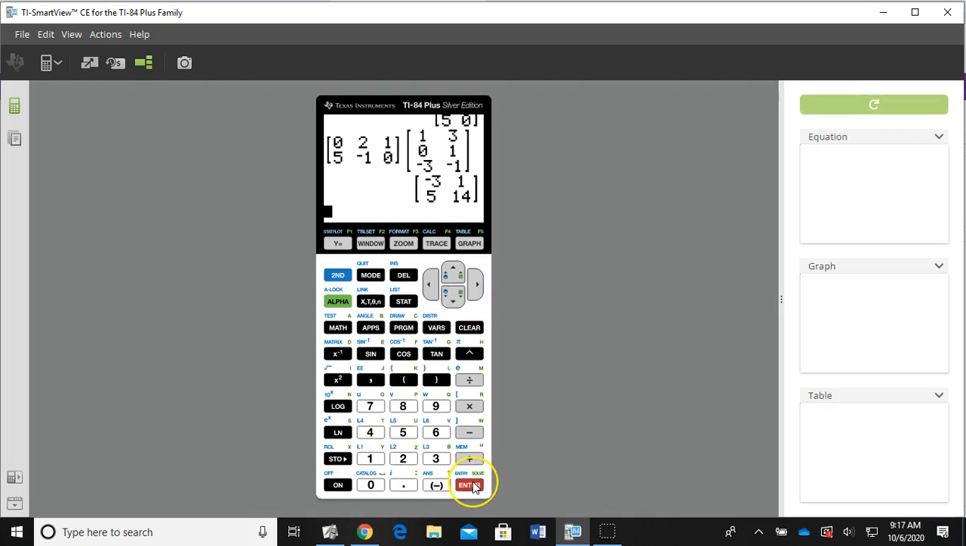And then you just hit enter. Your calculator knows that that's multiplication. So negative 3, 1, 5, 14. Piece of cake.